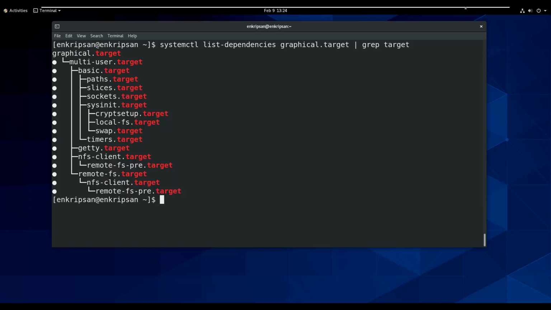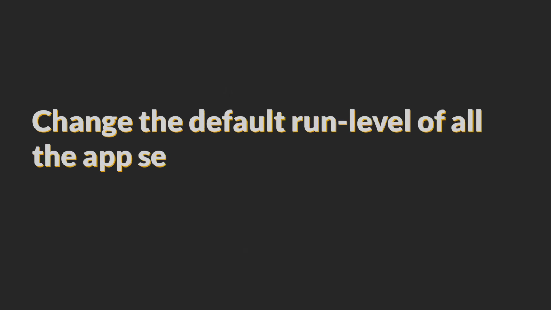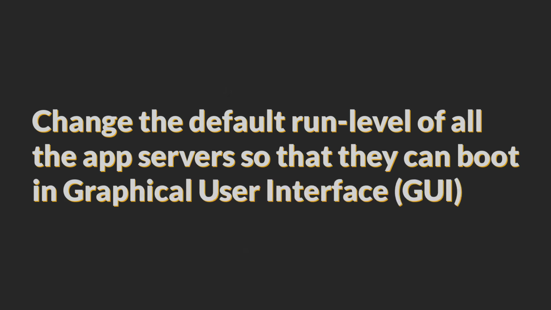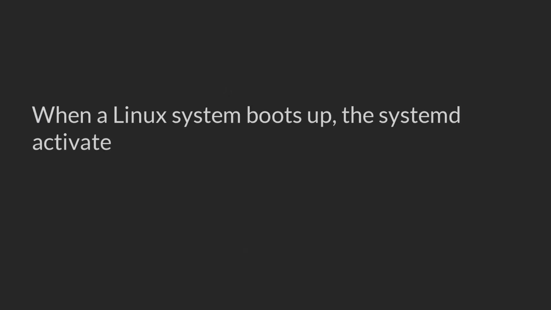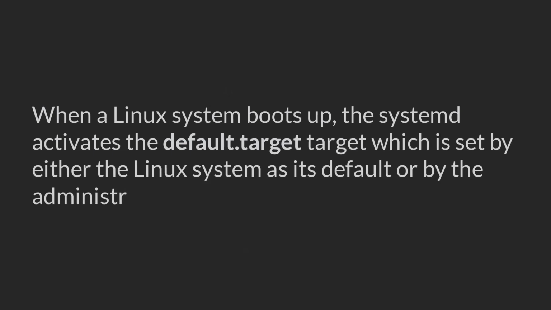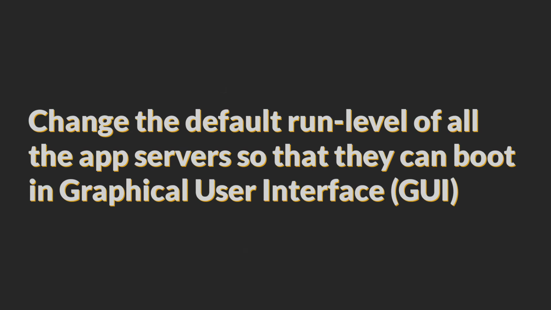Now we have come to the actual task of the video, which is change the default run level of all the app servers so that they can boot in GUI by default. But before jumping into the Linux shell and typing the command, let's understand how it works. When a Linux system boots up, the systemd activates the default.target, which is set either by the Linux system as its default or by the administrator manually. Let's see which target is set up by default on our app servers and how to change them to graphical.target as our lab task instructs.